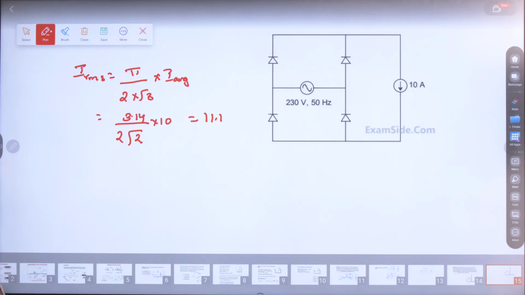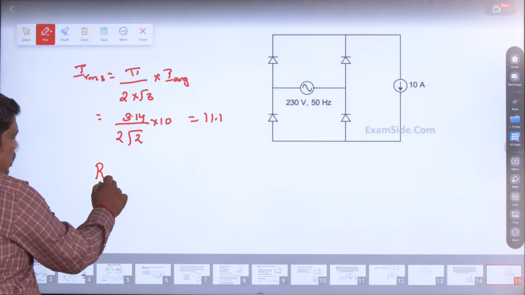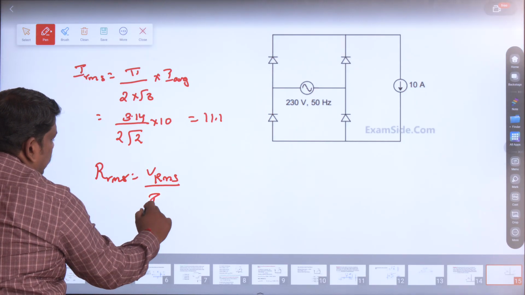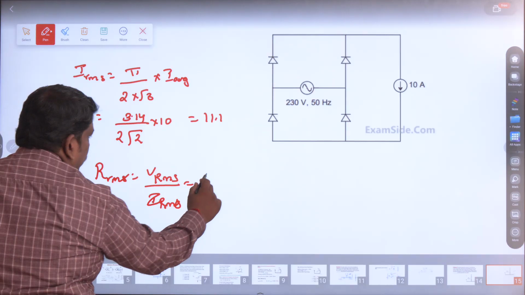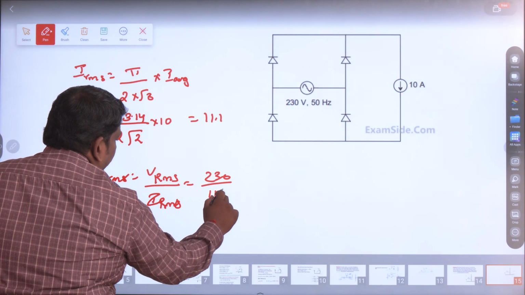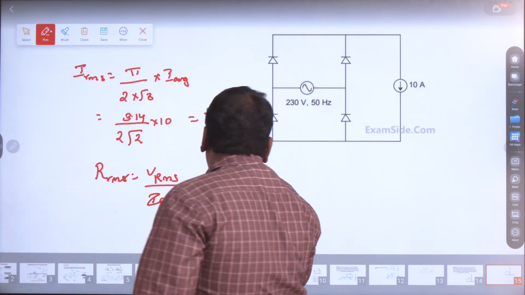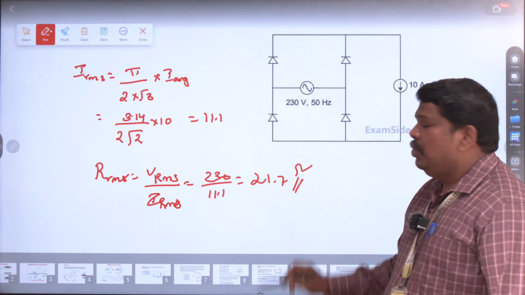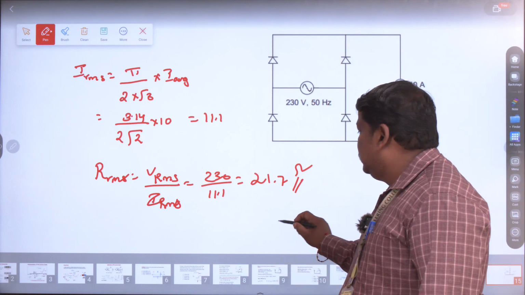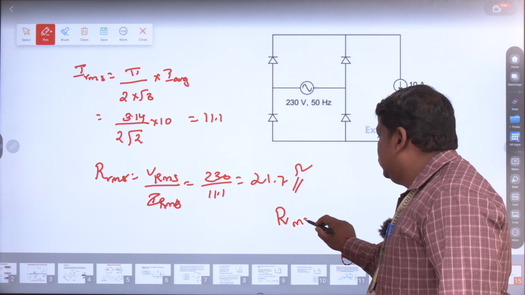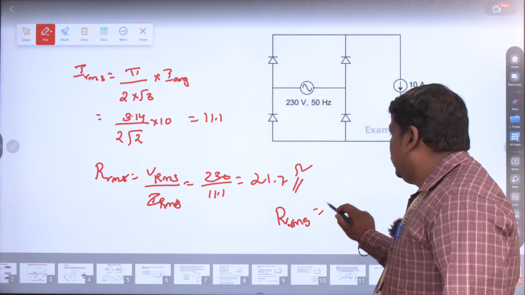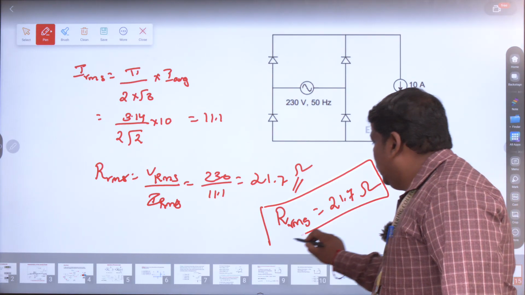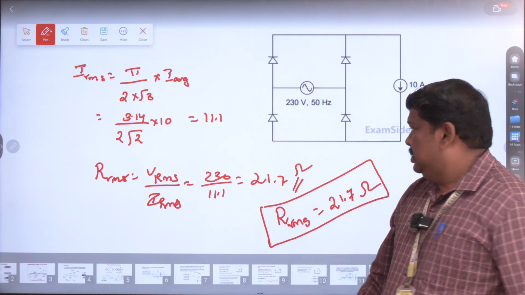So the RMS resistance is equal to VRMS divided by IRMS, which is 230 divided by 11.1. We are going to get about 21.7 as the resistance value in ohms. So the final answer for the resistance is 21.7 ohms. This is your rectifier application.